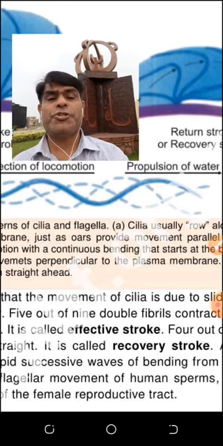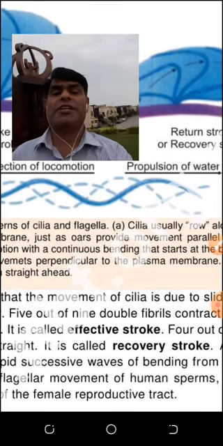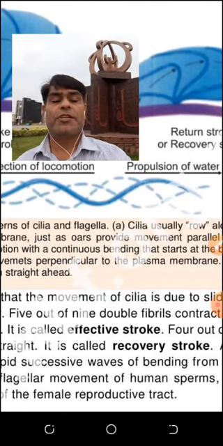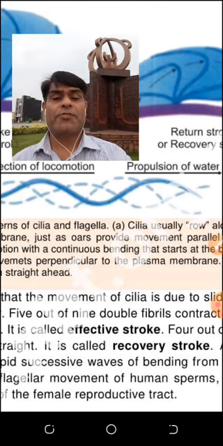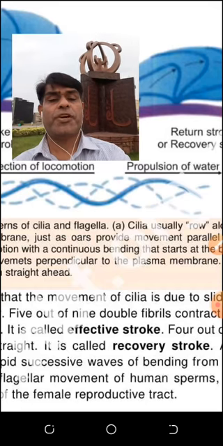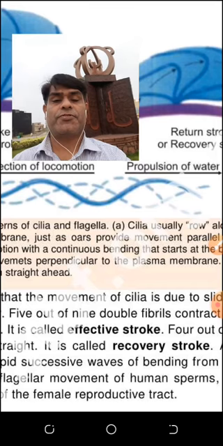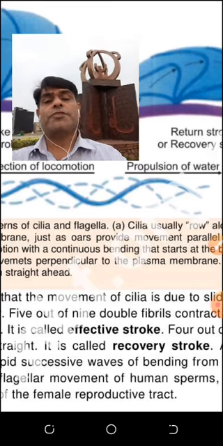Paramecium is the best example to study the effective and recovery stroke. When the first 5 contract, that is the effective stroke. What will happen to the last 4 when the first 5 are contracting? First 5 contract, last 4 relax: effective stroke. Last 4 contract, first 5 relax: recovery stroke.